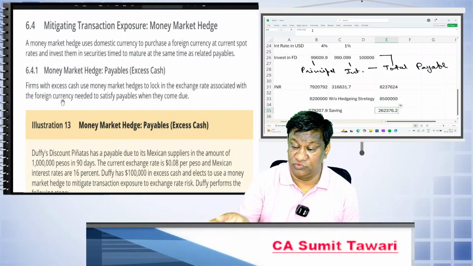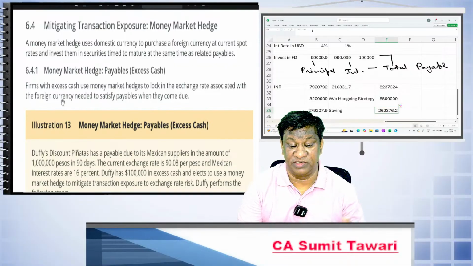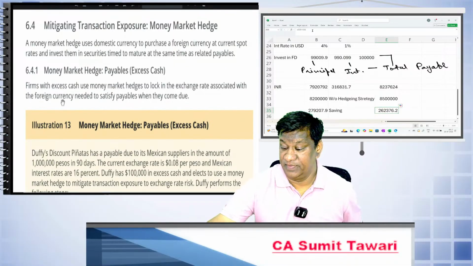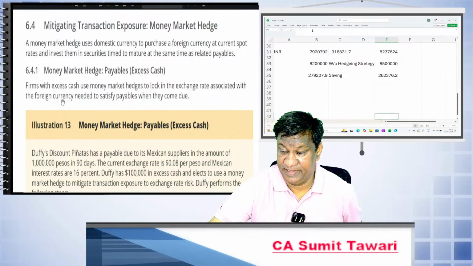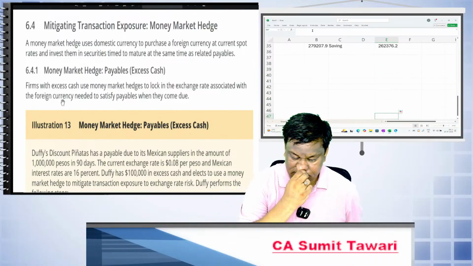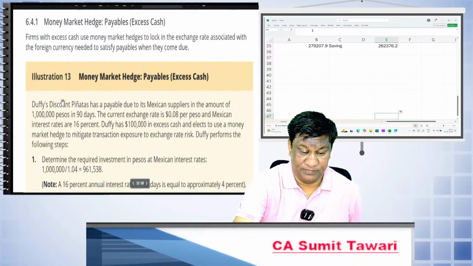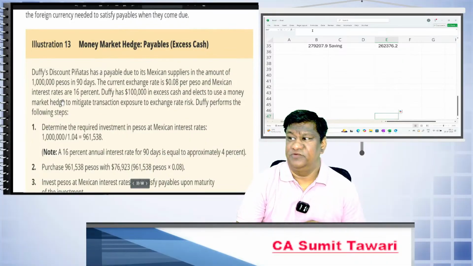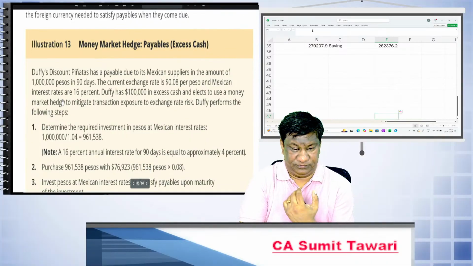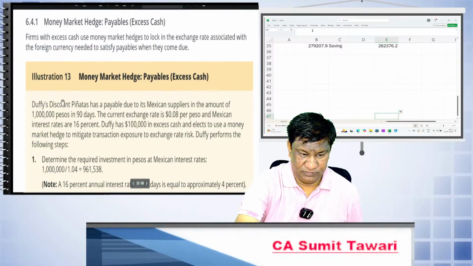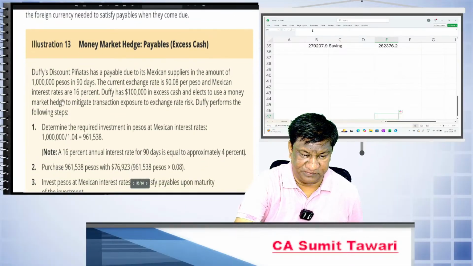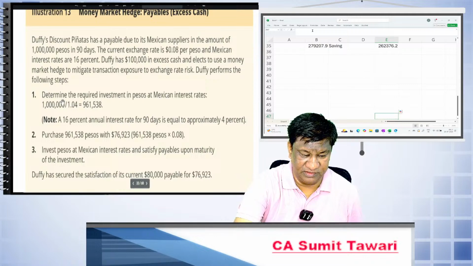That's why you need to do this kind of calculation, and then you can decide whether you need to go with a money market hedge or not. Clear? Are you able to understand? So we will take the example with illustration which is given here.